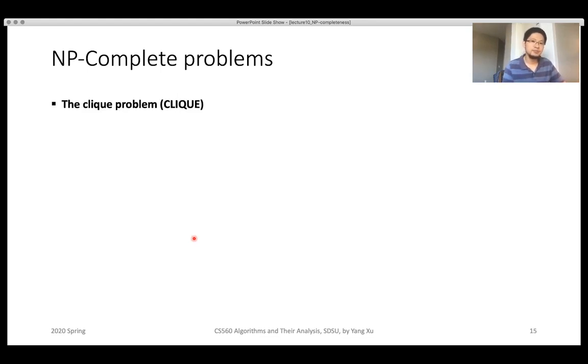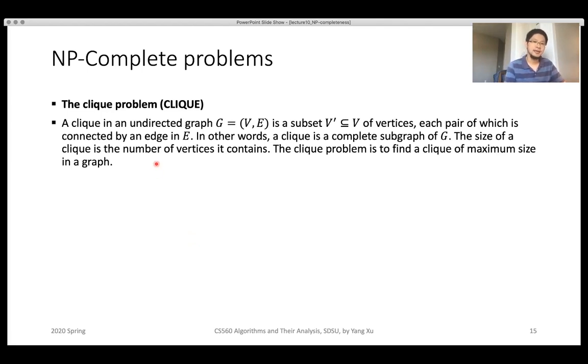And the third example problem is called the clique problem. Again, this is a graph problem. A clique of an undirected graph is a subset of the vertices, V prime is a subset of V, such that each pair of vertices in it is connected by an edge. In other words, a clique is a complete subgraph of G. The size of a clique is the number of vertices it contains. So the clique problem is to find a clique of the maximum size in a graph. Each pair of the vertices in a clique are connected, and we want to find a clique with a maximum size.